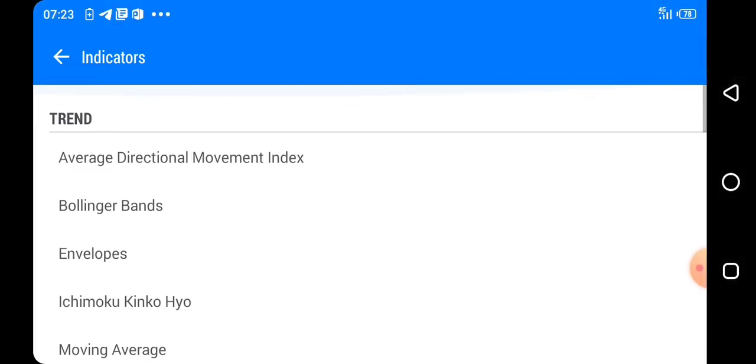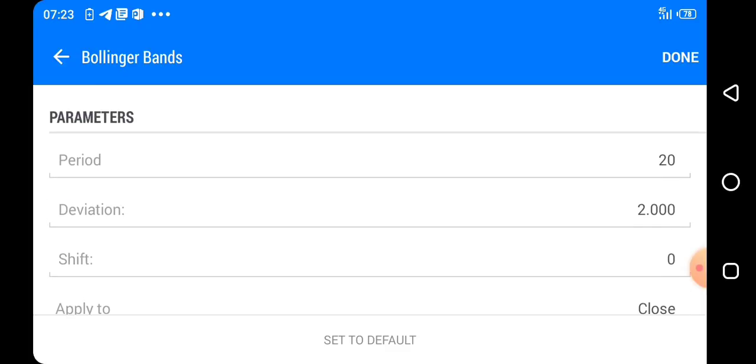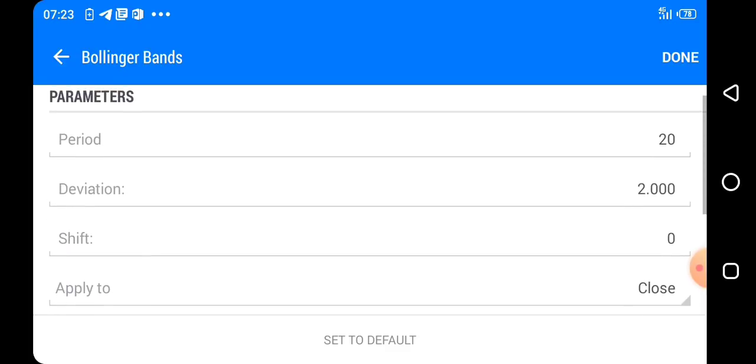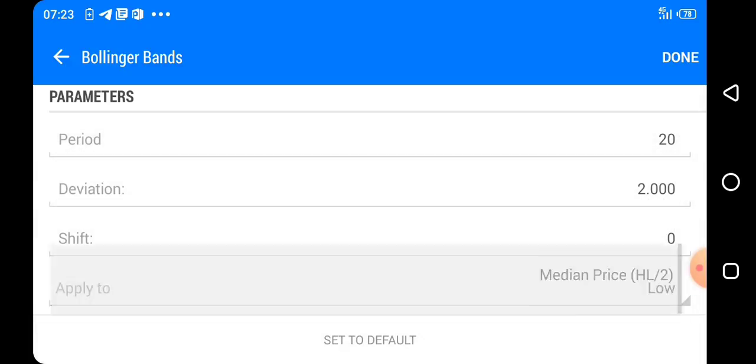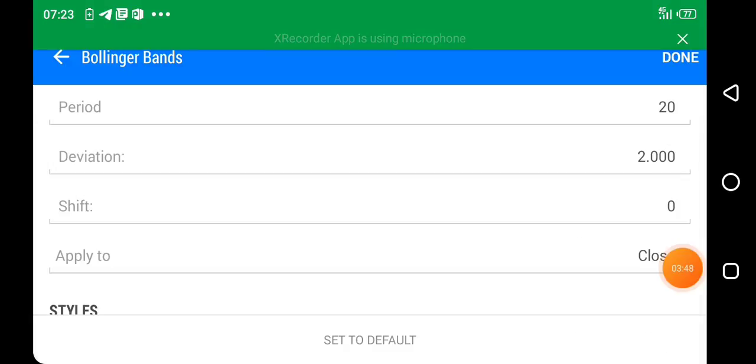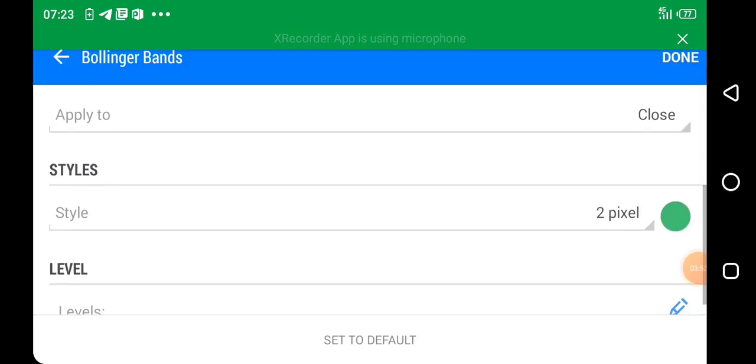You are going to look, Bollinger bands is around the first indicators. So when you click on Bollinger bands, you are going to see by default the period is 20, deviation 2.000. You are going to see that it is applied to close. So you see it's applied to close here. All right, and here we have 2 pixels. We have chosen 2 pixels.